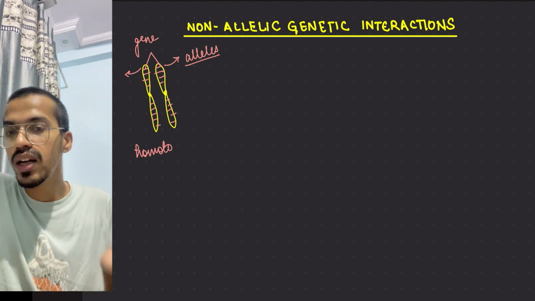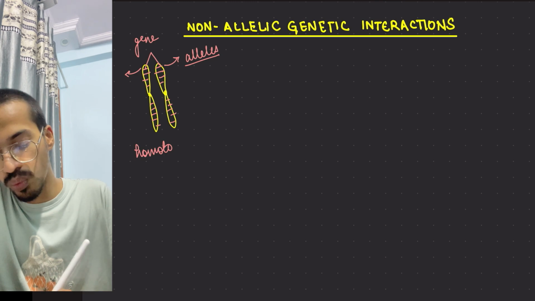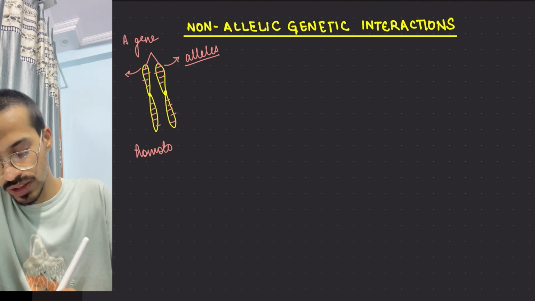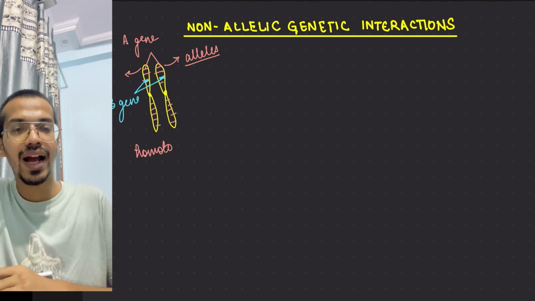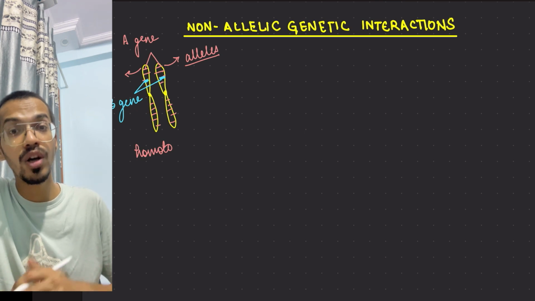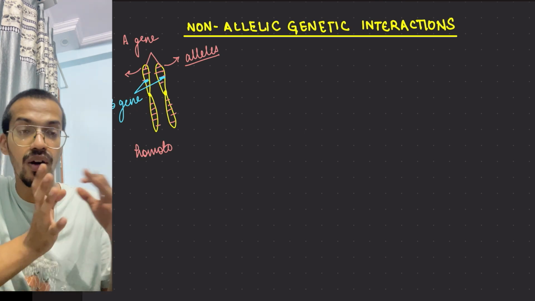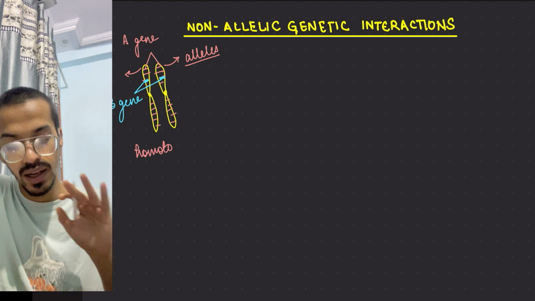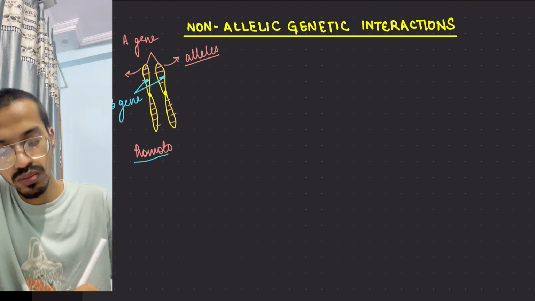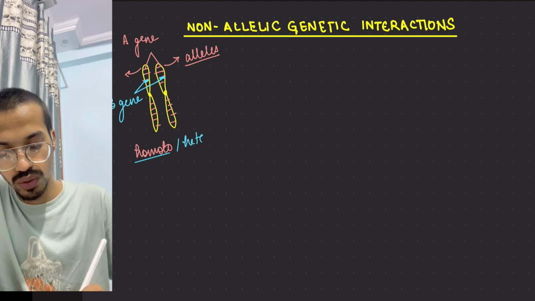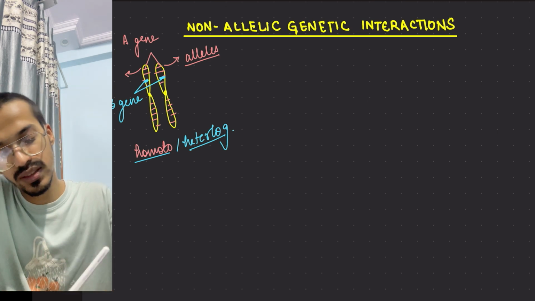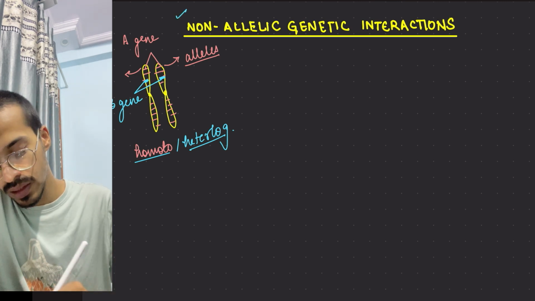Non-allelic means what? Now this one gene, for example this A gene, and here we have another gene, this B. Now they both are interacting. So the interactions are between different alleles of the different genes, meaning different genes are working in this case. They can be present on the homologous chromosome or on a heterologous chromosome, meaning on different chromosomes also, but they are affecting each other. So this is the one we are studying over here.